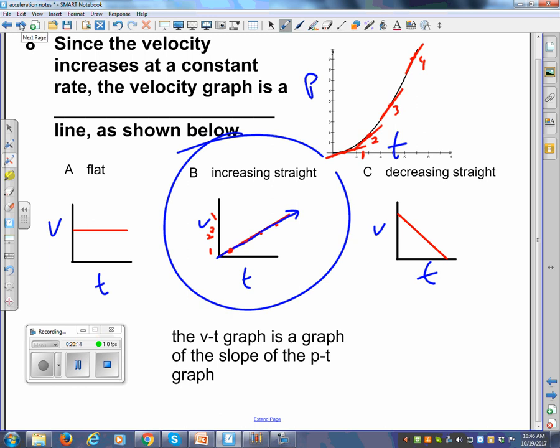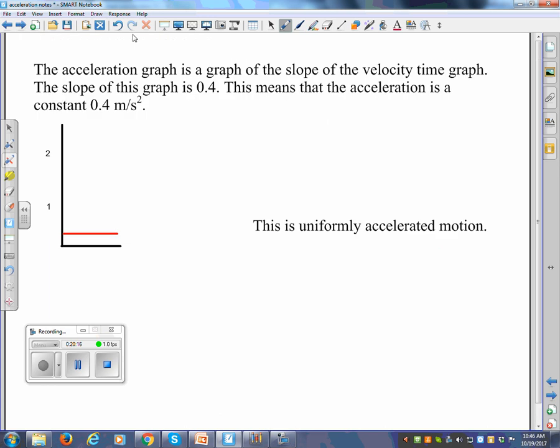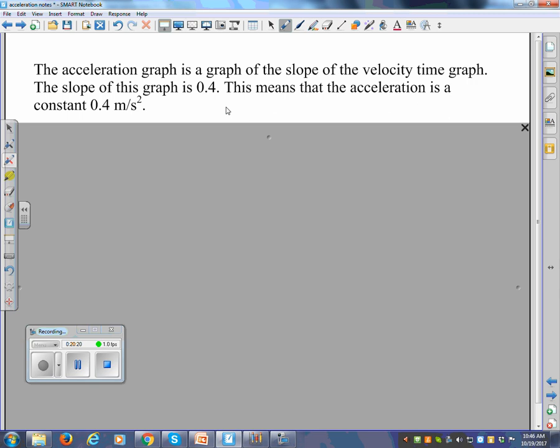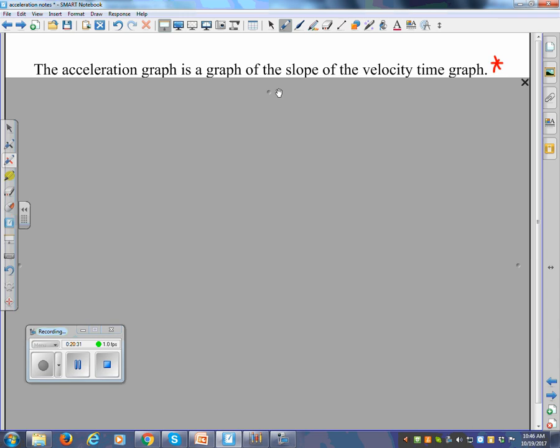Okay, now what does it have to do with acceleration? The acceleration graph is a graph of the slope of the velocity time graph. In other words, if I do the same thing, if I find the slope at 4 different points on a VT graph, that is my acceleration graph.